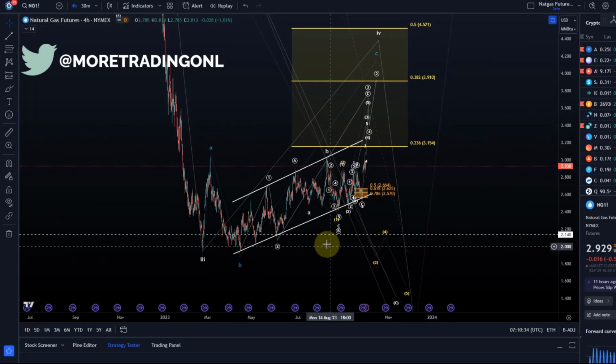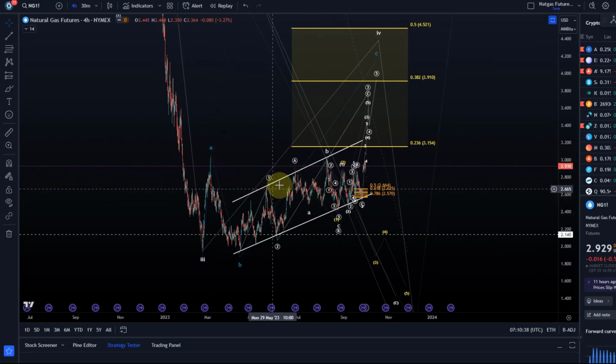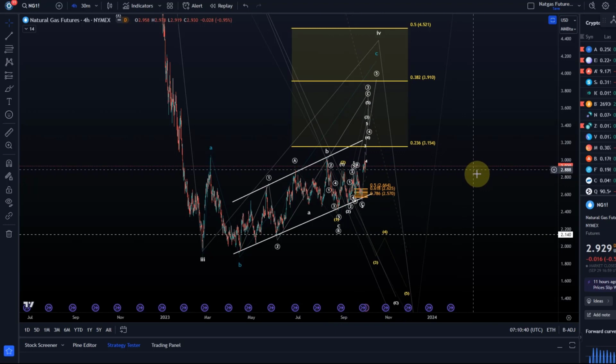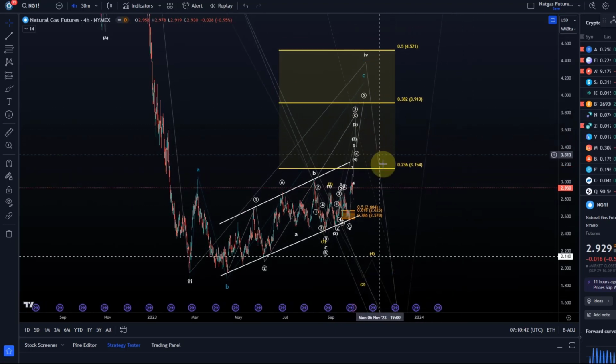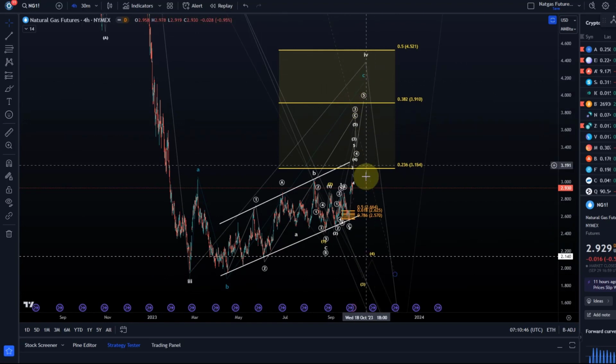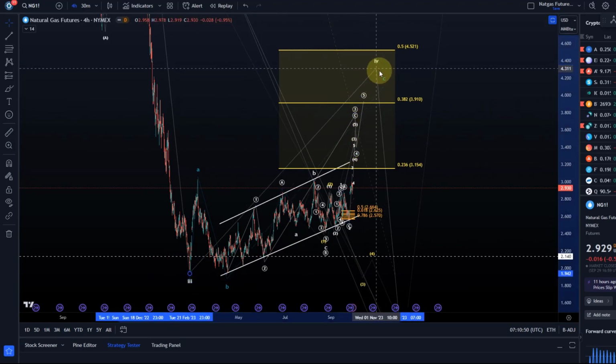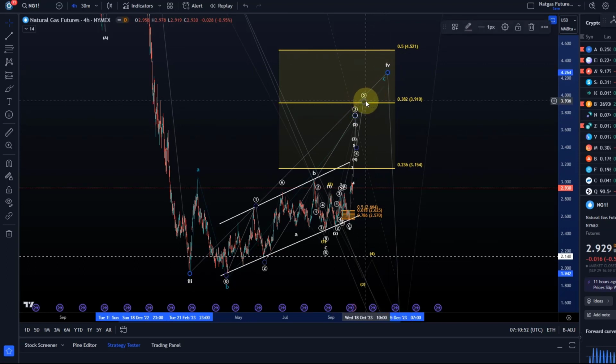Quick overview here. We are still looking at this expanded flat. That is at least our primary scenario. The primary scenario is still that the price should and could move higher as per the wave count here, which I can stretch out a little bit more, but it's not so important.